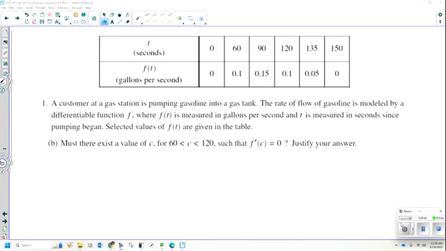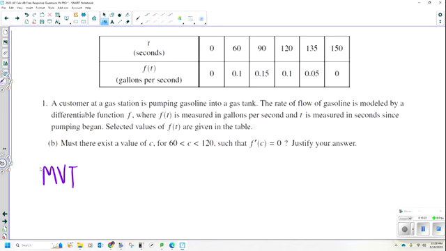All right, 1b. Must there exist a value of c for which c is in between 60 and 120, such that derivative of c equals 0? For 1A, I told you it's an absolute must in calculus to understand going from rate to unit. Integrating back from rate gives you the unit, or taking the derivative of something with units and you get a rate with respect to time. Here, you absolutely have to understand the mean value theorem.